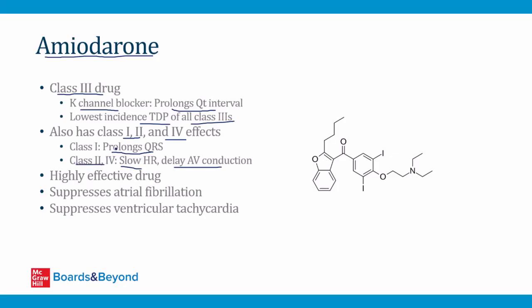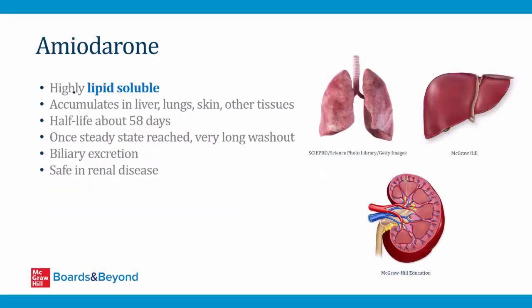Beyond these things, amiodarone is commonly used in clinical practice. As I said, that's because it's highly effective. It's very good at suppressing atrial fibrillation and keeping patients in sinus rhythm. It's also very good at suppressing ventricular tachycardia.